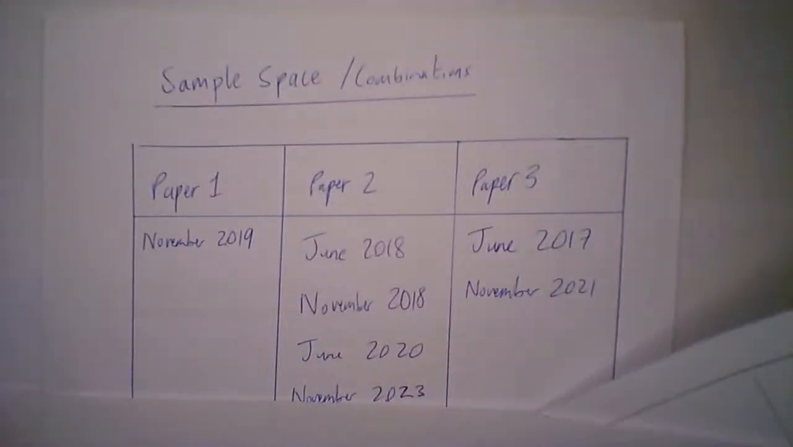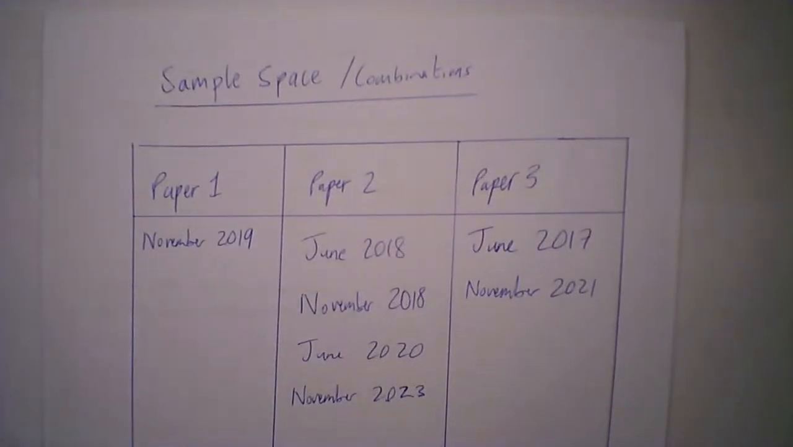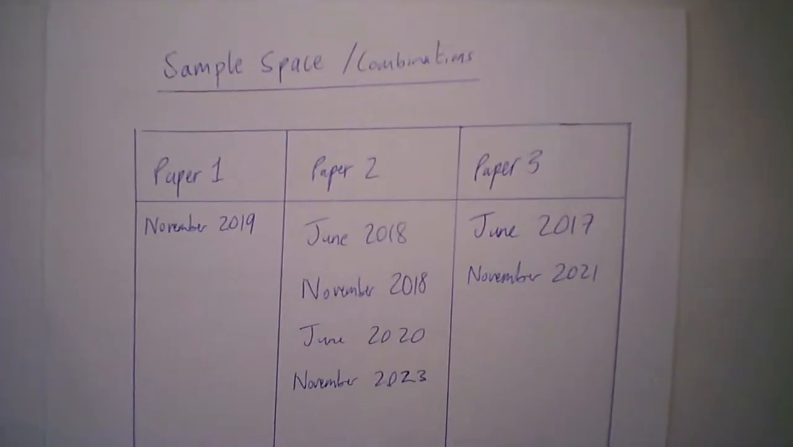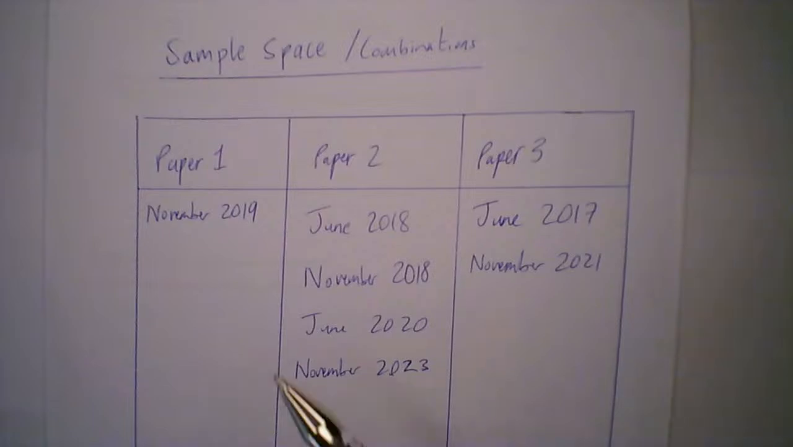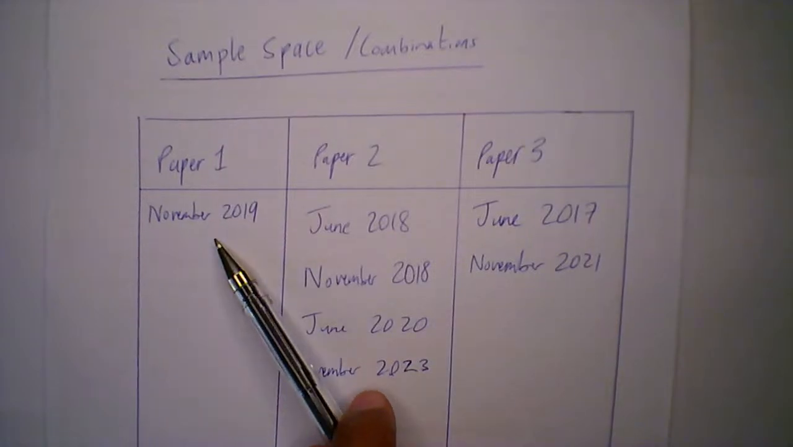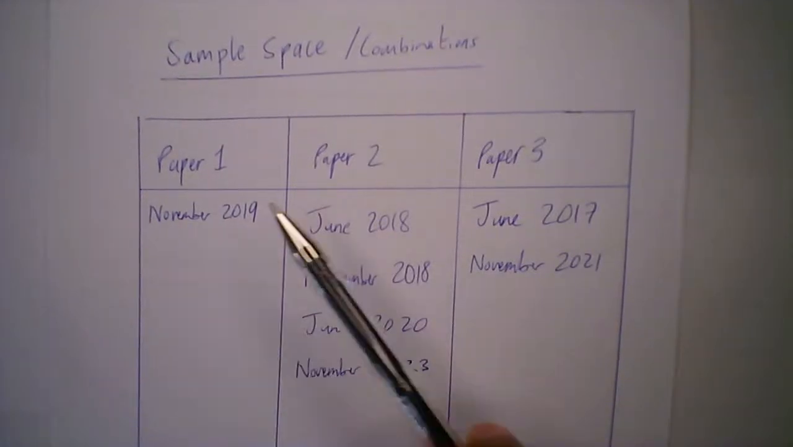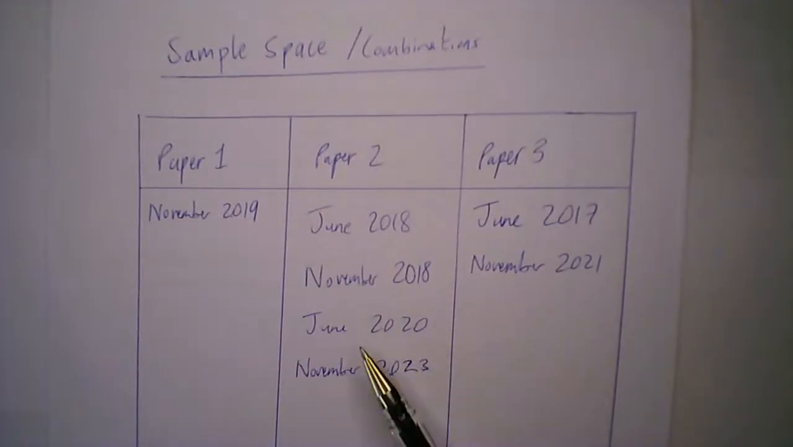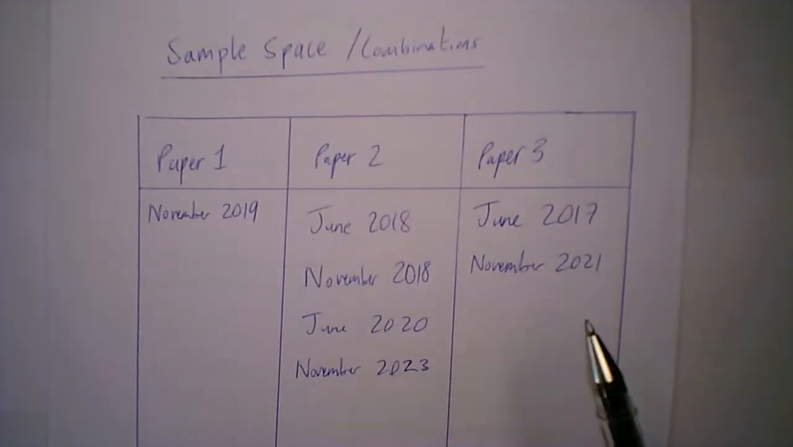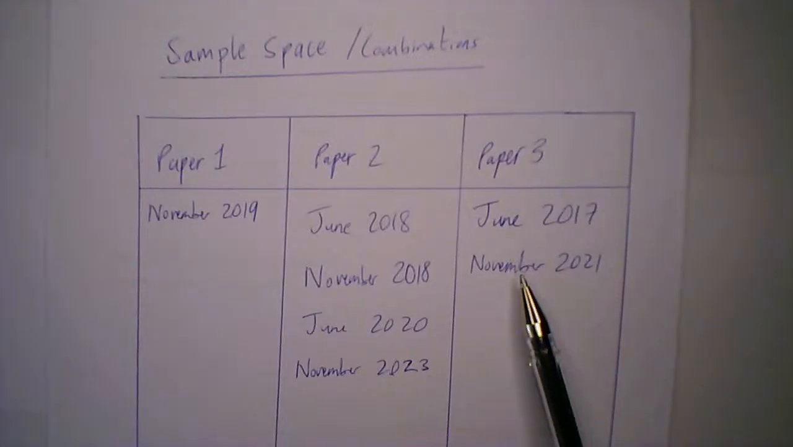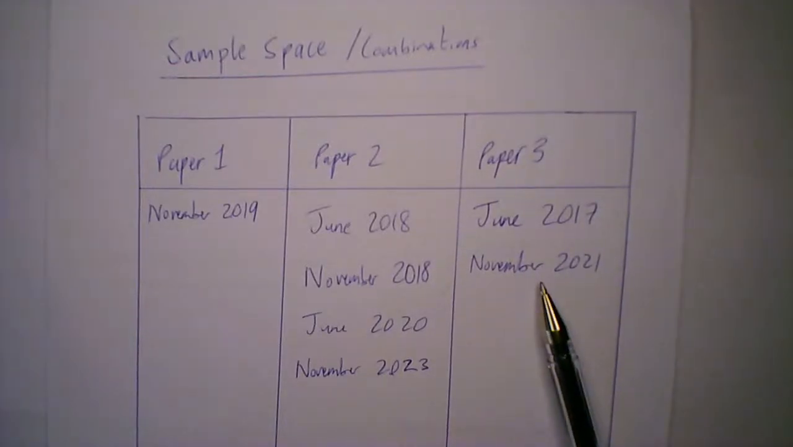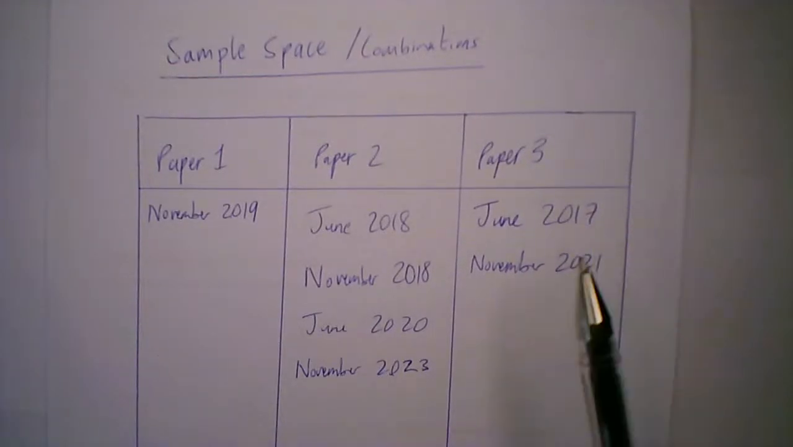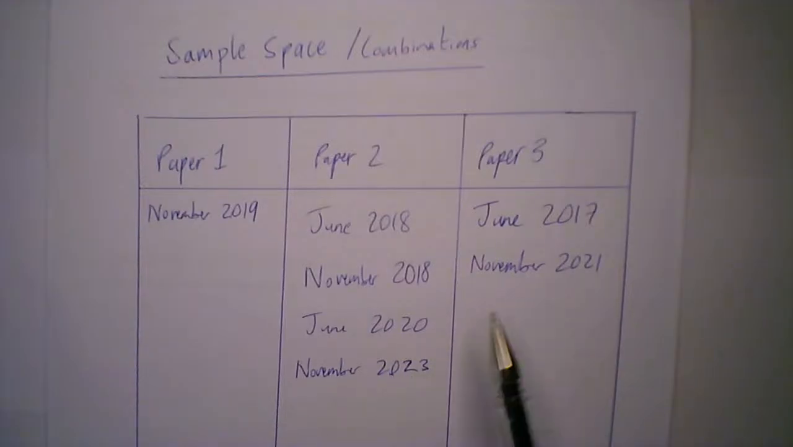Now, before we do that, I just want to analyze this topic a little bit. When we're looking at combinations or sample space, this has appeared in paper 1, November 2019. It's appeared in paper 2 in June 2018, November 2018, June 2020, and November 2023, and paper 3, June 2017, and November 2021. I've looked at it from 2017 all the way up to 2023. So you can see this does come up quite often.